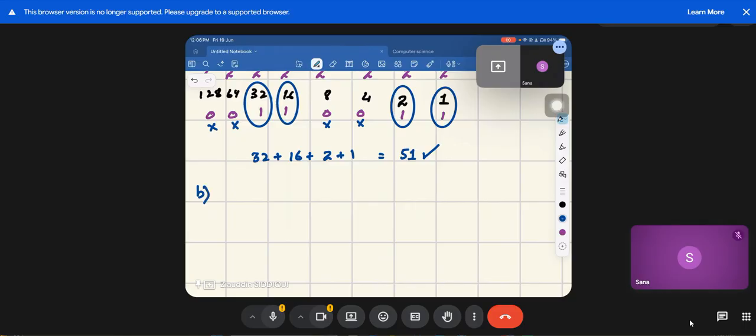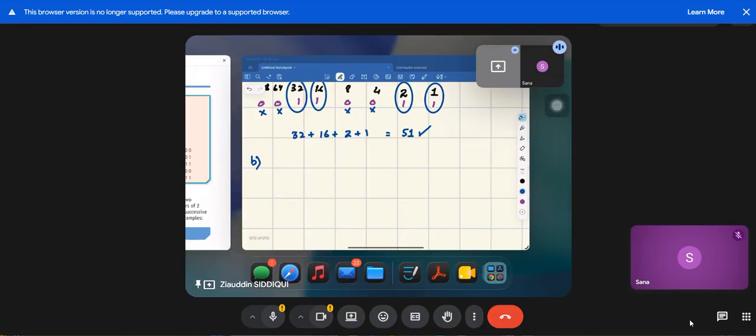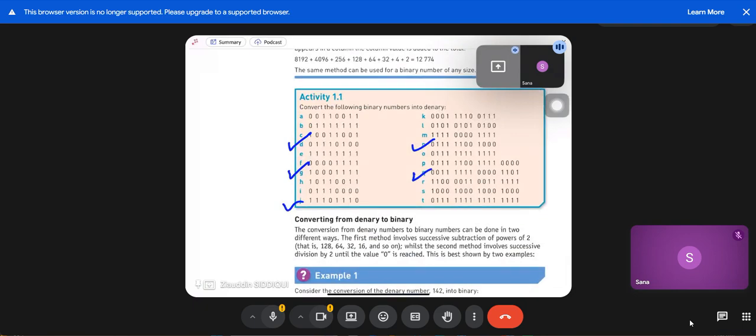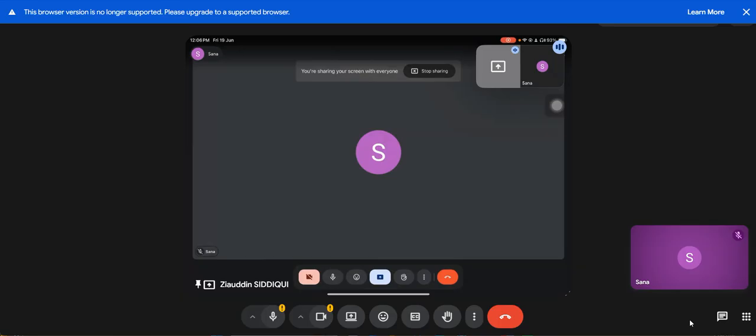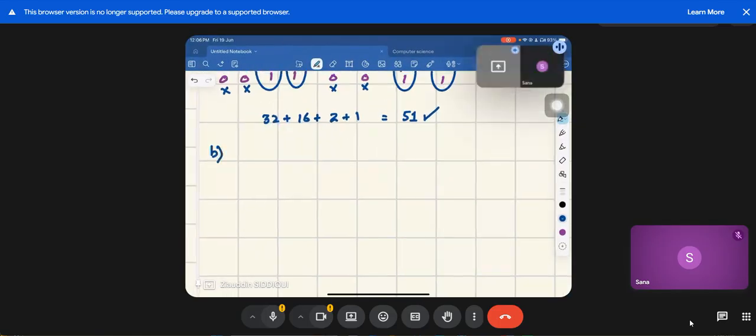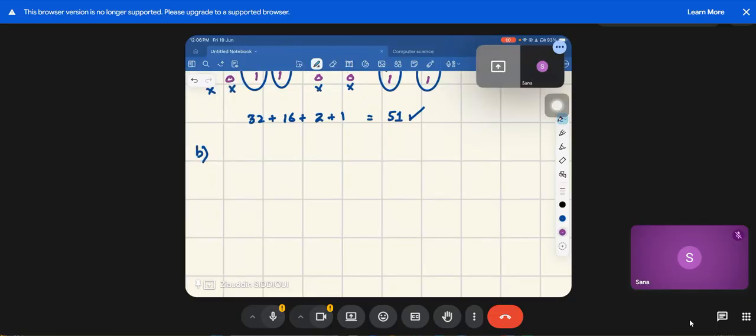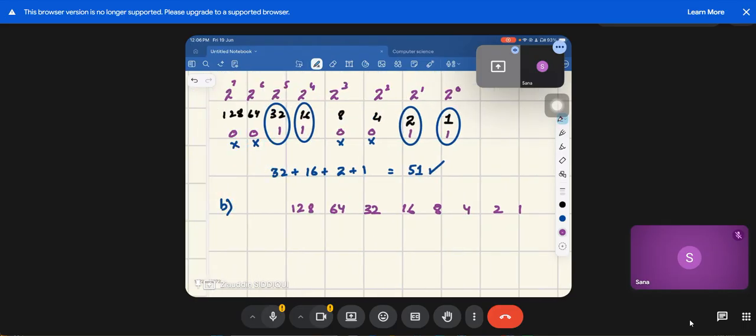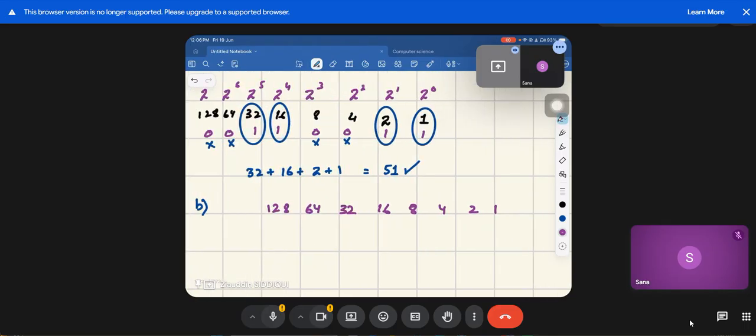We will pick the example from the book. For example, we have a 0 and all ones. Again, we are going to do the same thing. We are going to write down the same values: 1, 2, 4, 8, 16, 32, 64, and 128. You can see all are powers of 2.